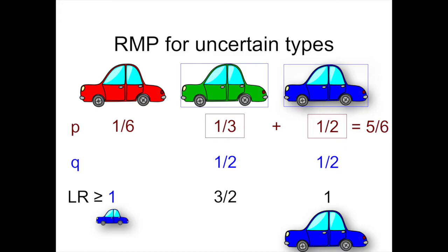And a generalized random match probability adds up all the prior probability, all the coincidence probability on that extreme set. So this is the set where the evidence is at least as strong as it is for the blue suspect car. And here you'd have 1/3 for the green car plus a half for the blue car, it would add up to 5/6, and that would be the RMP.